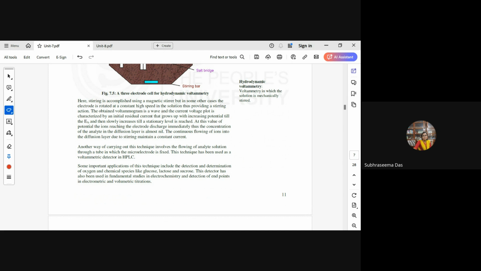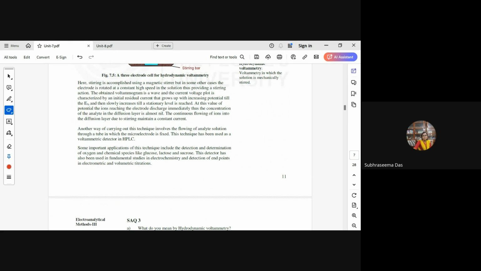Another way of carrying out this hydrodynamic voltammetry involves the flowing of the analyte solution through a tube in which the microelectrode is fixed. This technique is the voltammetric detector in HPLC. So, in hydrodynamic voltammetry, two types of processes can be accomplished.